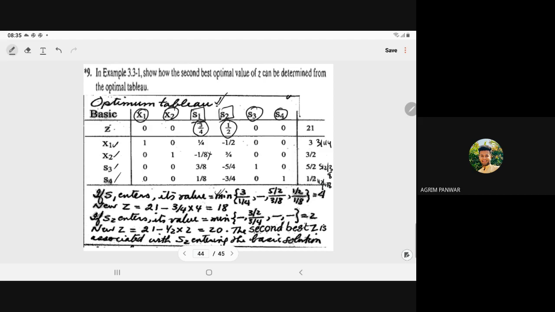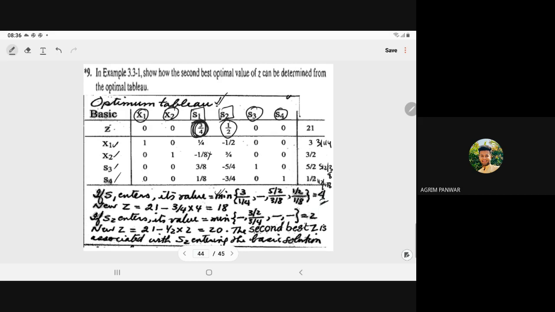So here we take the minimum of 3 upon 1 by 4, dash, 5 by 2 upon 3 by 8, 1 by 2 upon 1 by 8. So the minimum is equal to 4. So when the minimum is equal to 4, what will be the change? Delta z will be 3 by 4 into 4, so that is equal to 3.